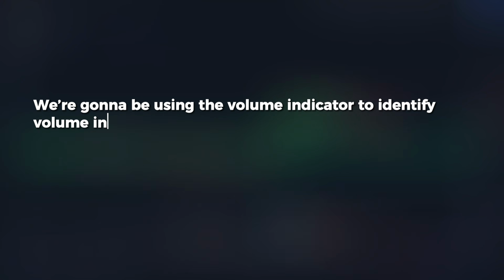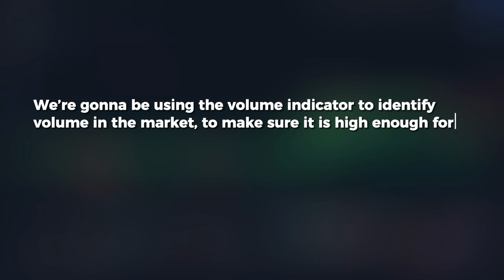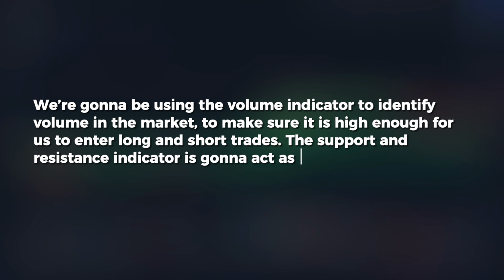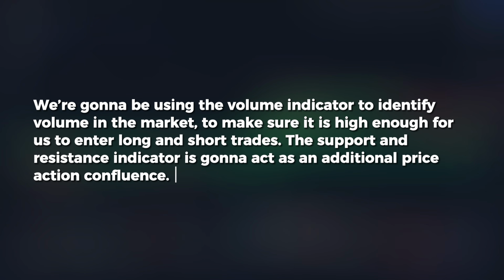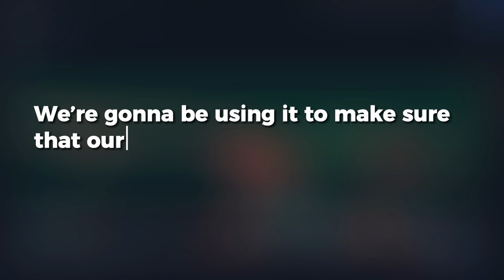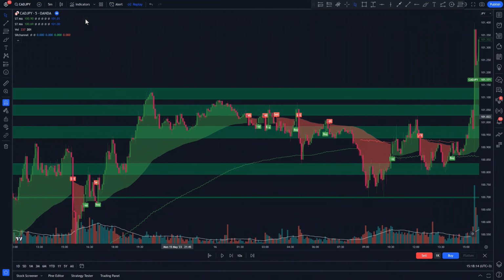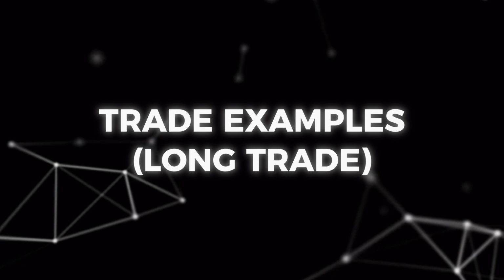We're gonna be using the volume indicator to identify volumes in the market to make sure it is high enough for us to enter long and short trades. The Support Resistance Channels indicator is gonna act as an additional price action confluence. We're gonna be using it to make sure that our trades align with key market levels for higher probability setups. Now we have a total of 4 indicators on our chart, and this may lead you to wonder, but how are we gonna be using this combined indicator strategy to trade? Well, let me show you.